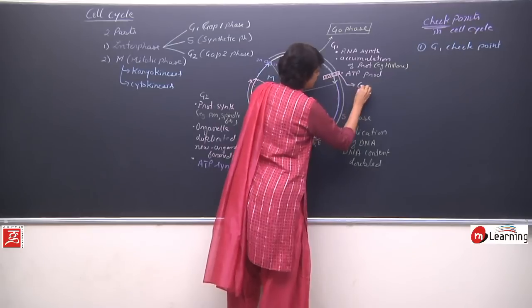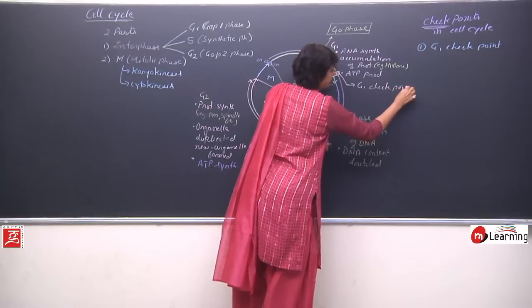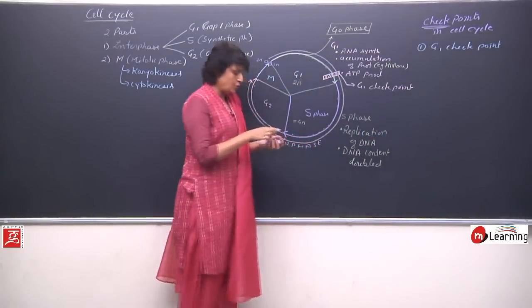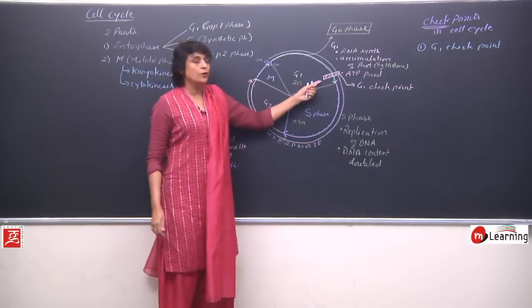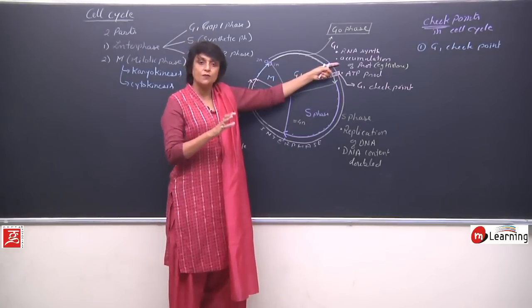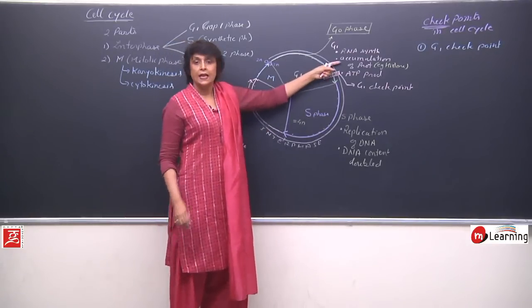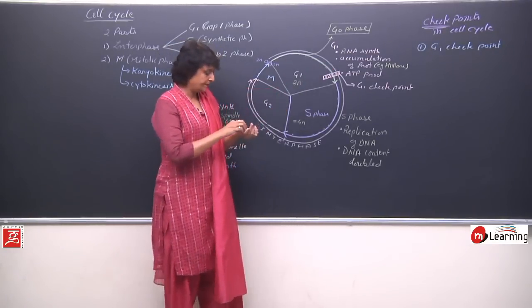This is the G1 checkpoint. What is it going to check? It is going to check whether all preparation for S phase is done or not. That means, is the cell size okay?